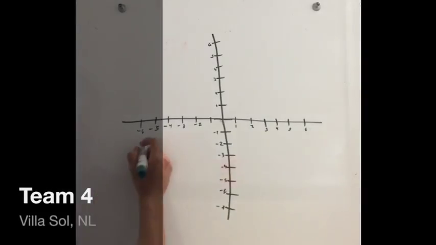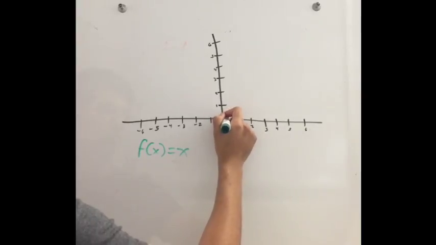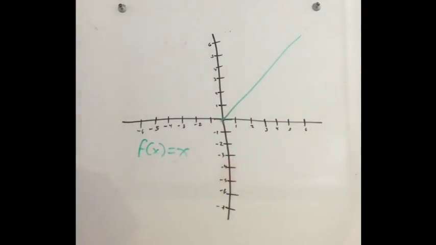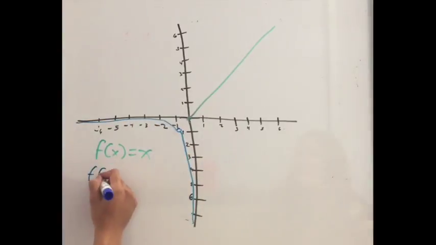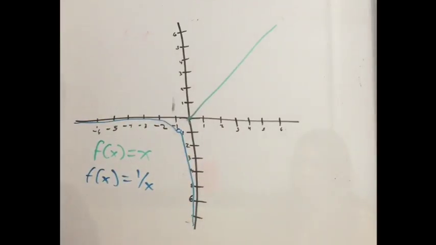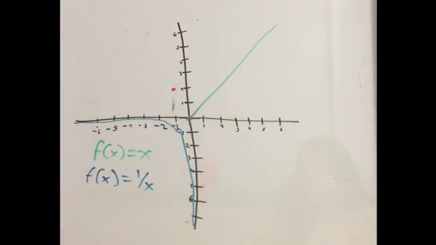First of all, we have two functions in our graph. The first function is f of x equals x when x is bigger than or equal to 0. The second function is f of x equals 1 over x when x is less than 0. There is also a dot at (-1, 2).